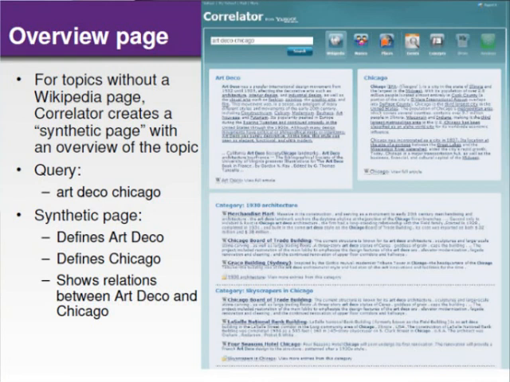So to finish this example, what happens if what you query is not in the Wikipedia? For example, you say Art Deco Chicago. We can infer that Art Deco is an entry, Chicago is another one, and then find the top categories in Wikipedia that match these two concepts.